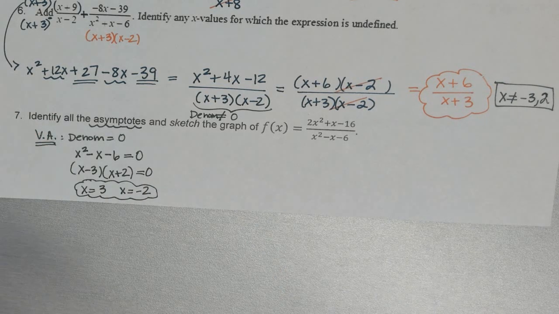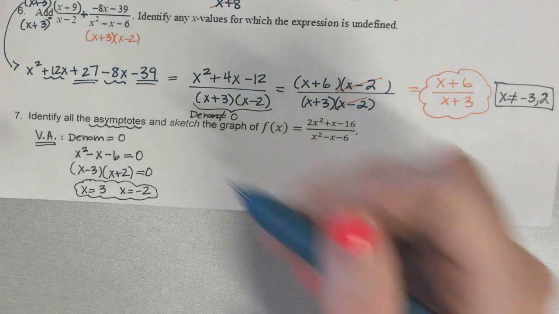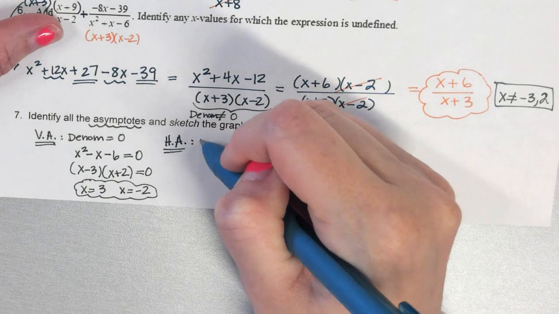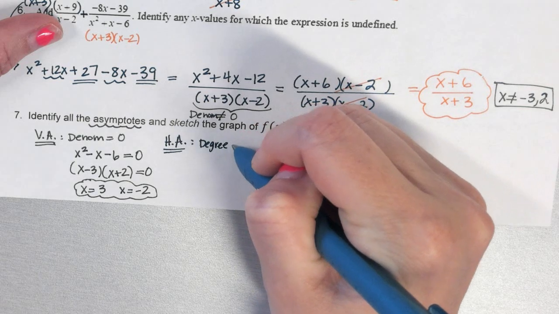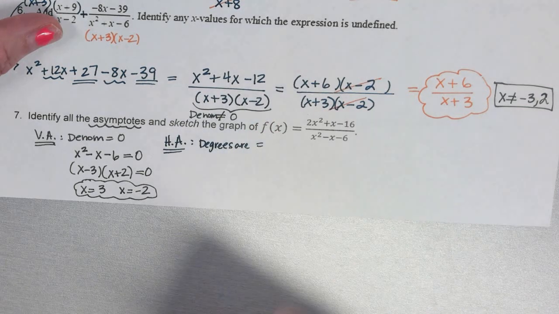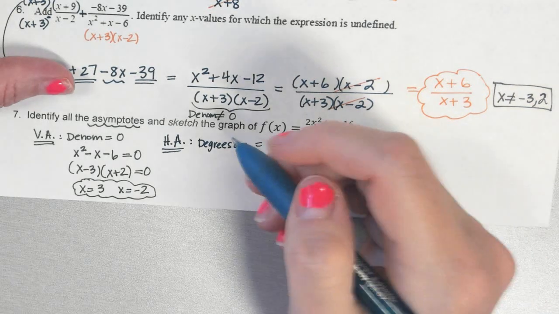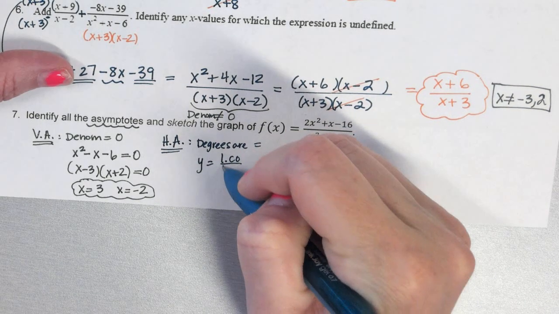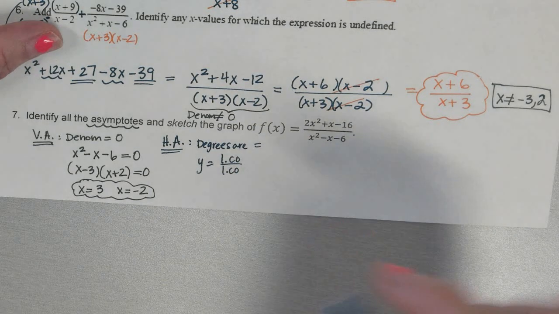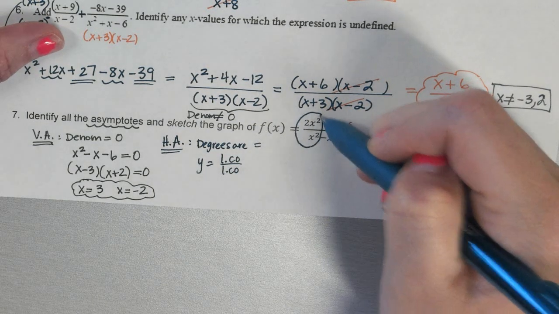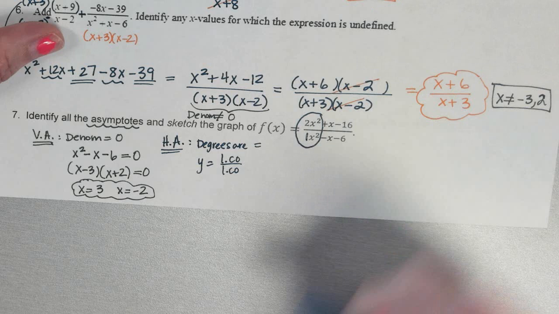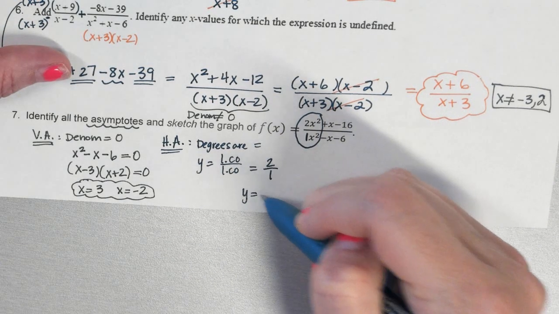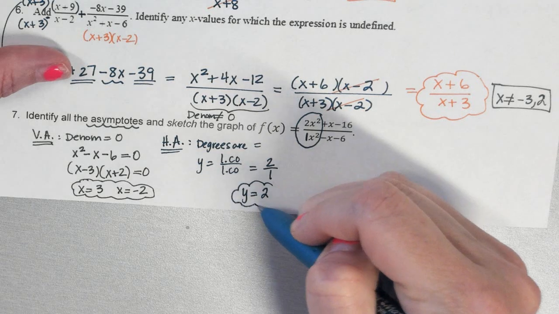The horizontal asymptotes are found by using your special rules and comparing the degrees. So if the degrees are equal, then remember you just set up your y equals the leading coefficient over the leading coefficient. So if I look at my leading coefficients here, this is 2, this is 1. Okay, so 2 over 1 is just what? 2, so y equals 2.